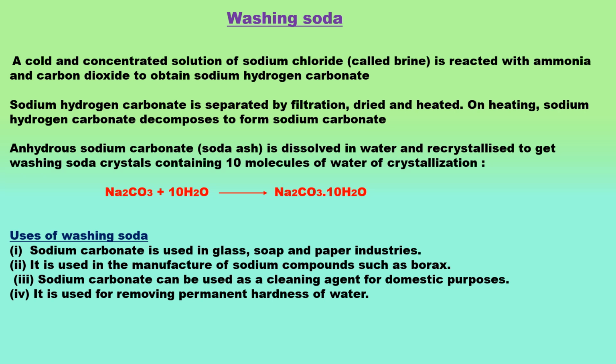Uses of sodium carbonate, or washing soda. Sodium carbonate, or washing soda, is used as a cleansing agent for domestic purposes like washing clothes. In fact, sodium carbonate is a component of many dry soap powders. It is used for removing permanent hardness of water. It is used in the manufacture of glass, soap and paper. It is also used in the manufacture of sodium compounds such as borax.